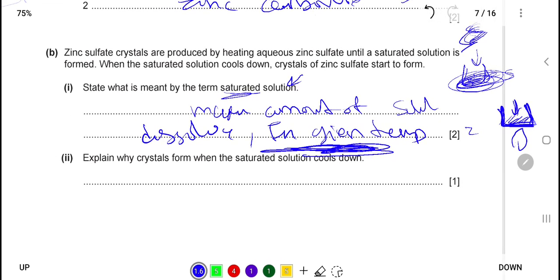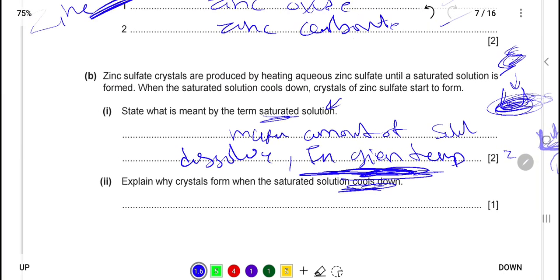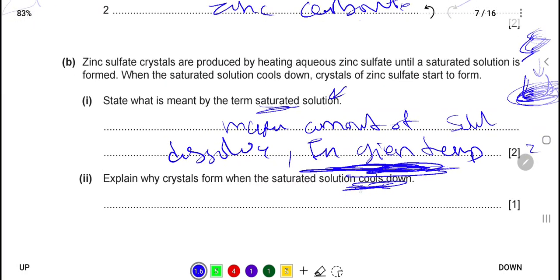Now explain why crystals form when the saturated solution cools down. So there's a change in temperature. When the solution cools down, you need to know, in this type of question, when it talks about crystals and saturation, you need to remember this exact answer is about the solubility.